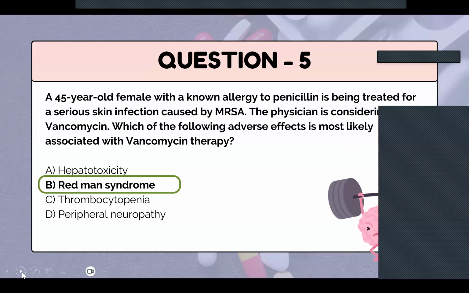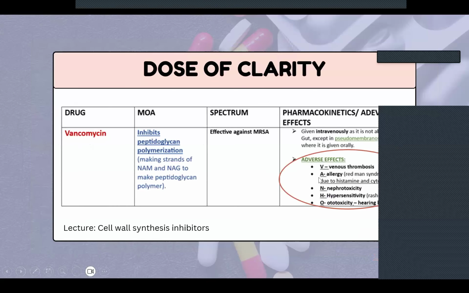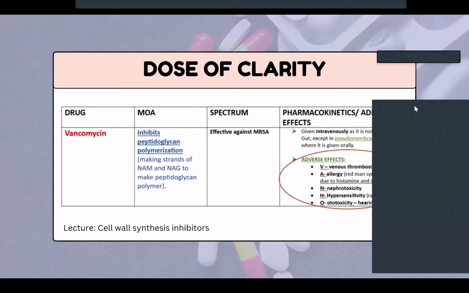Now, here's an easy way to remember the adverse effects for vancomycin. VANHO, so basically V stands for venous thrombosis, A for allergy, and allergy is the red man syndrome, which is because of histamine release and cytokine release. And that leads to presentation like flushing, rashes, hypotension. And N stands for nephrotoxicity, H stands for hypersensitivity, and O stands for ototoxicity.